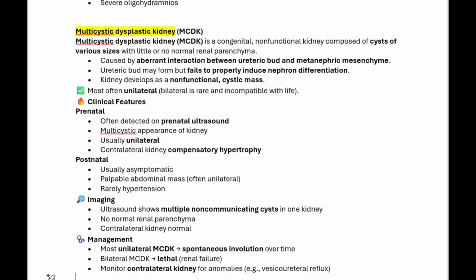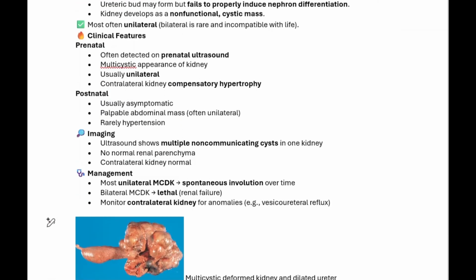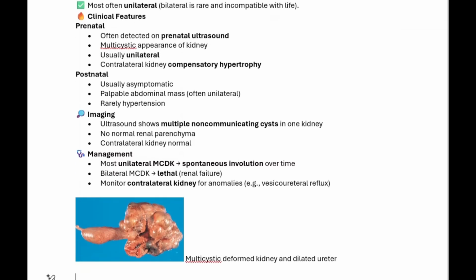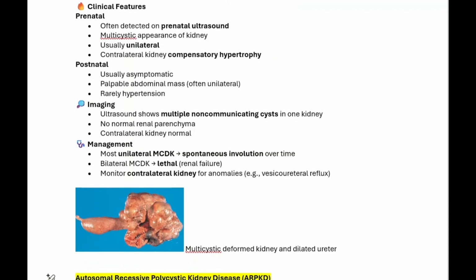And then for postnatal, usually asymptomatic, they could have a palpable abdominal mass on that unilateral side if it's unilateral, and then rarely they could develop hypertension. On imaging, it usually shows multiple non-communicating cysts in one kidney, and no normal renal parenchyma. And of course, like we mentioned, in the normal kidney, they're going to have what? Hypertrophy. And management. So most unilateral disease usually spontaneously involutes over time.